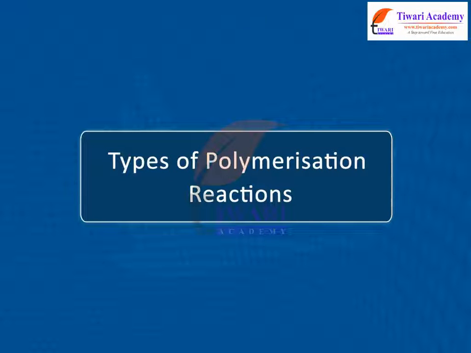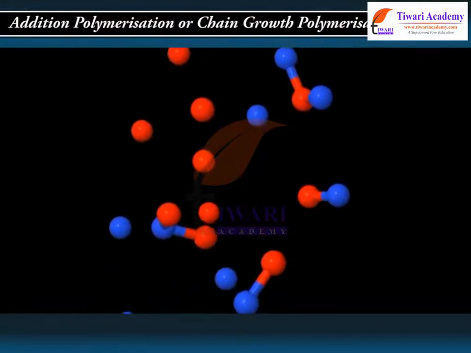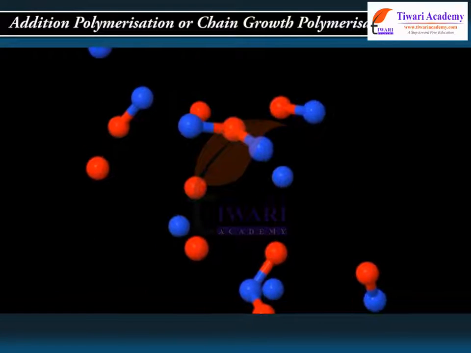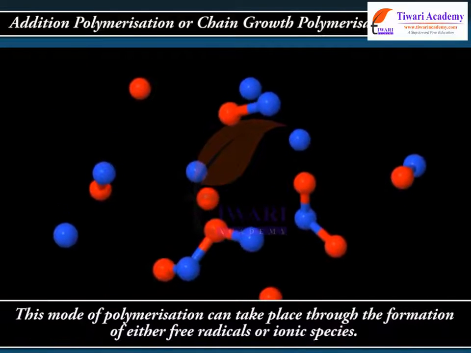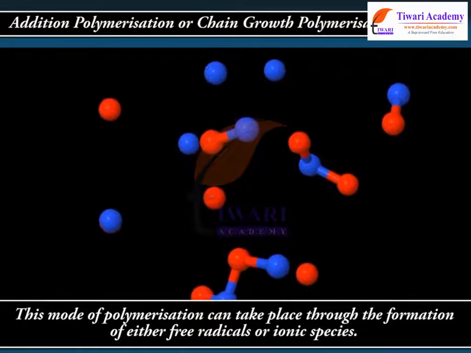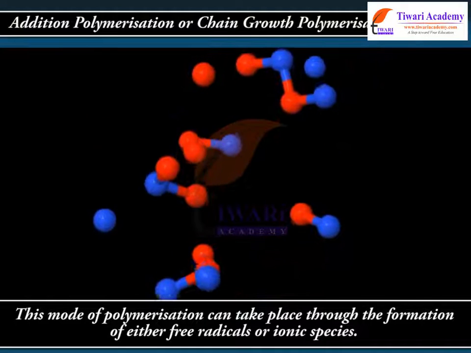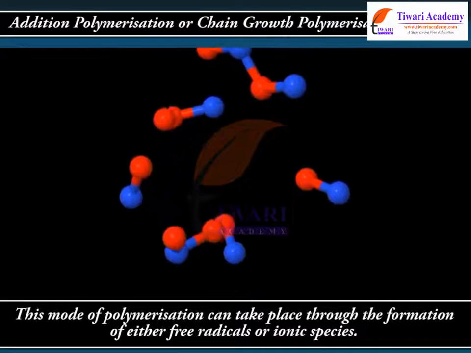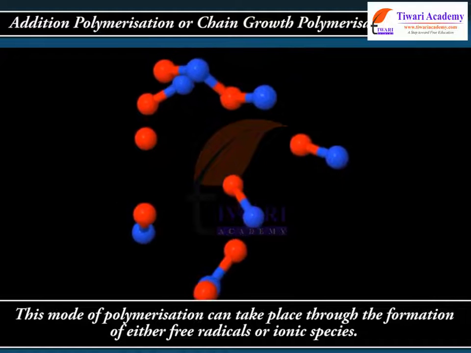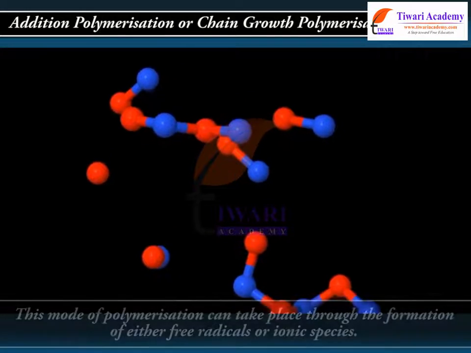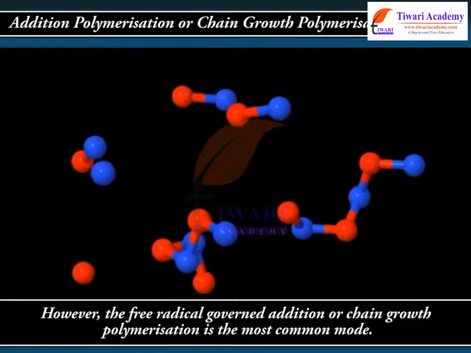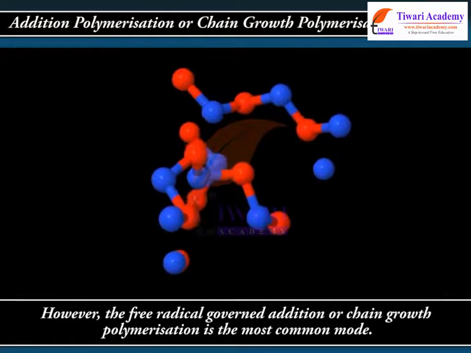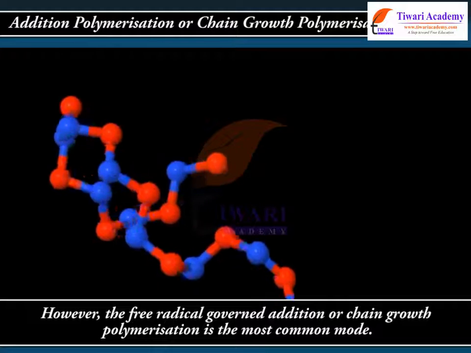Types of polymerization reactions. Addition polymerization, or chain growth polymerization. This mode of polymerization can take place through the formation of either free radicals or ionic species. However, the free radical governed addition or chain growth polymerization is the most common mode.